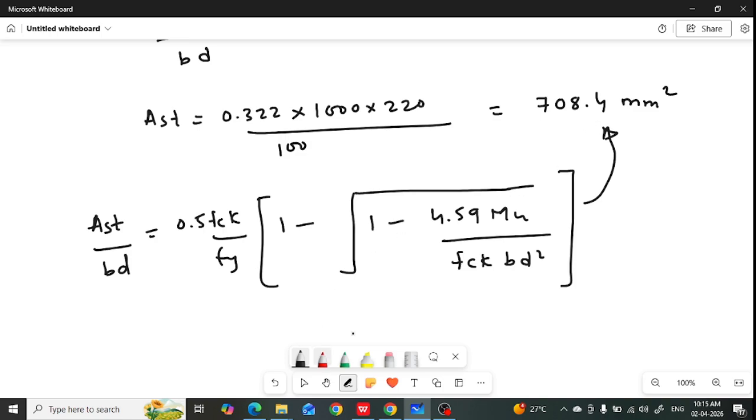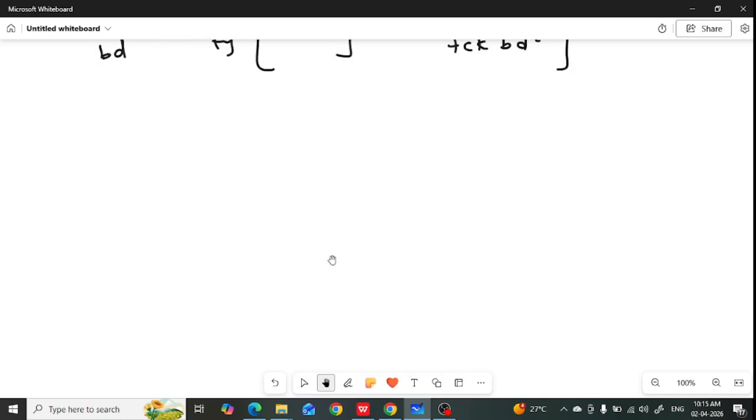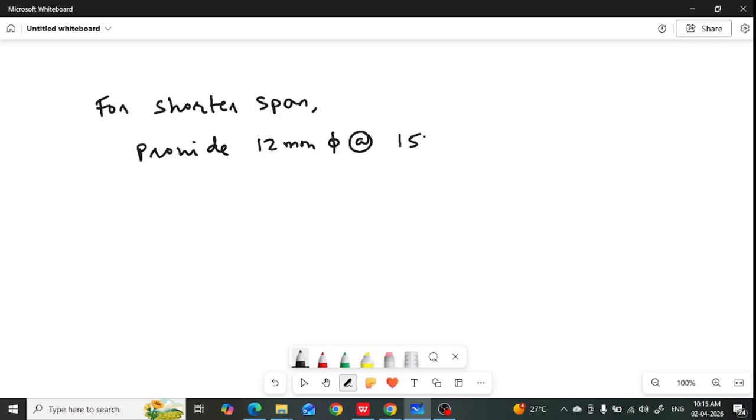Okay. Now we can provide the reinforcement. Once we have gotten the AST, we can provide the reinforcement. So for the shorter span, in the shorter span we have the maximum bending moment. Provide 12 mm bar at the rate 150 mm center to center.